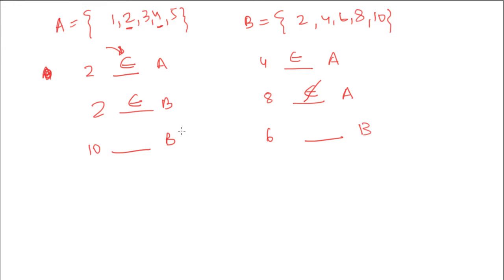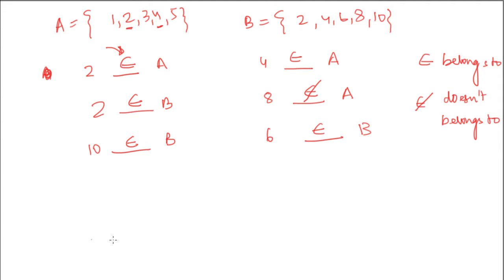does not belong. So this symbol is belongs to, and if I cross this, this is doesn't belong to. Clear? So element 10 belongs to B? Yes. Element 6 belongs to B? Yes. Okay, so I hope we are clear with this part.